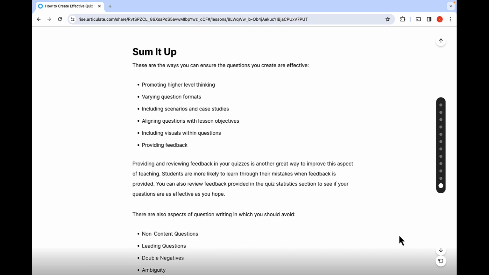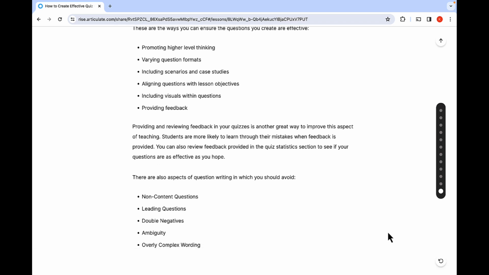You can also review feedback provided in the quiz statistics section to see if your questions are as effective as you hoped. The things you should avoid when writing your quiz questions are non-content questions, leading questions, double negatives, ambiguous questions as well as ambiguous question answers, and overly complex wording.